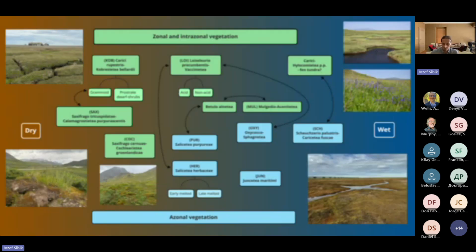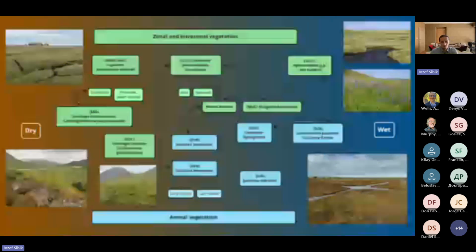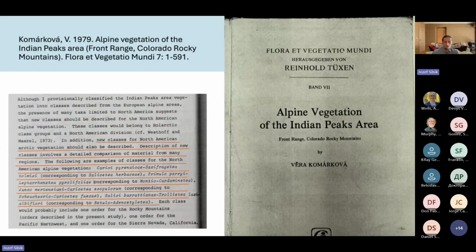I will jump briefly into these problems. I used units that have been described in Europe. However, it's not new information; it comes from the 70s, when Vera Komárková already mentioned that new classes for North American Arctic vegetation should be described. And she also suggested some units that should be considered as vicariant higher syntaxa for the North American vegetation system.